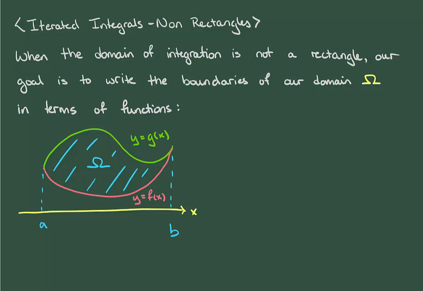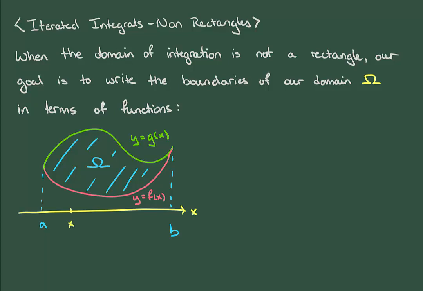Knowing how to integrate on rectangles, we now turn our attention to non-rectangles, which generally could be any shape. That being said, our goal will be to write the boundaries of our domain in terms of functions, and you'll see why that's true in a second. If we look at this diagram, we can confidently say that x must always lie between a and b, but we can't really write y in the same way. The y values are changing depending on where we are in the domain. So what we're going to do is describe how the y values change as a function of our x value.